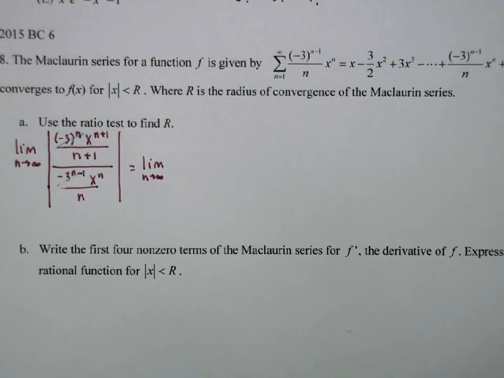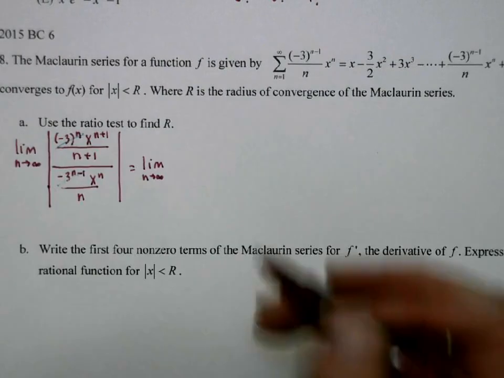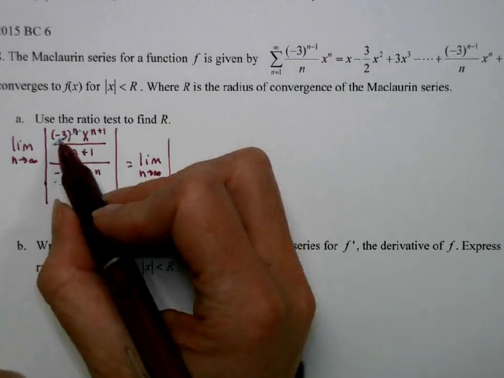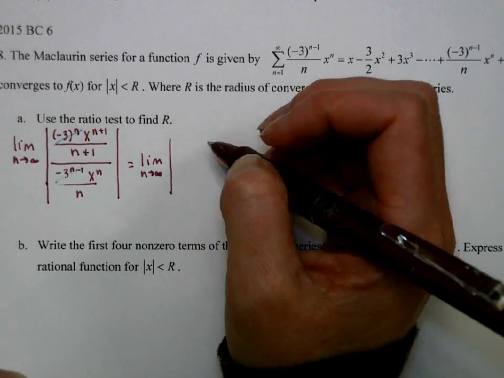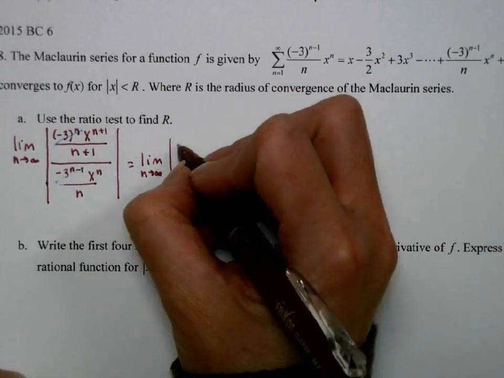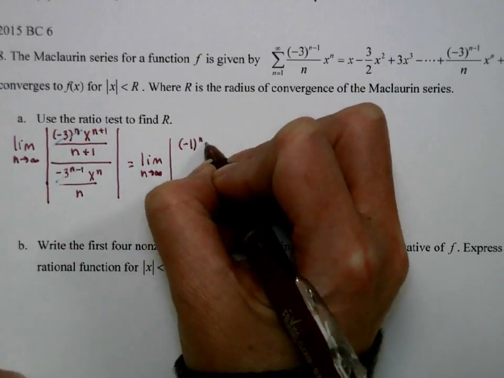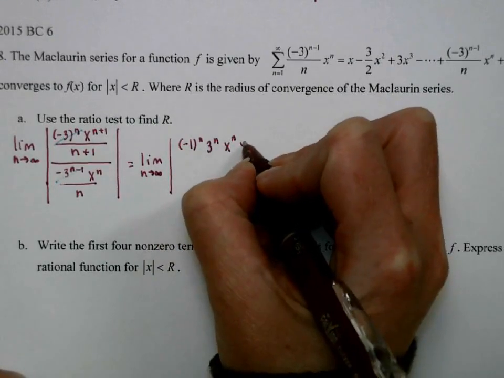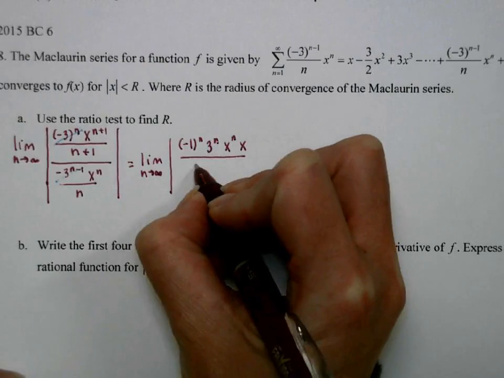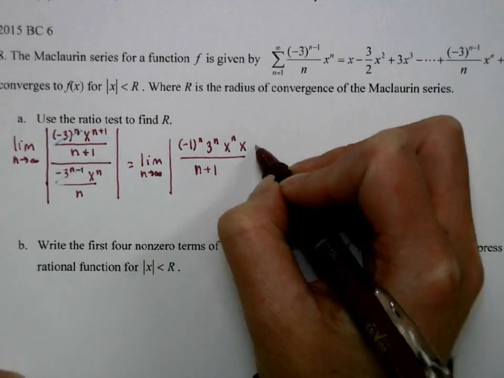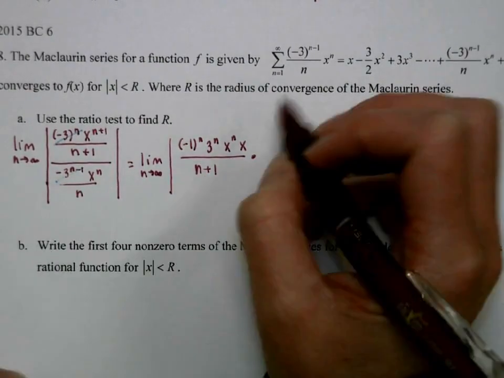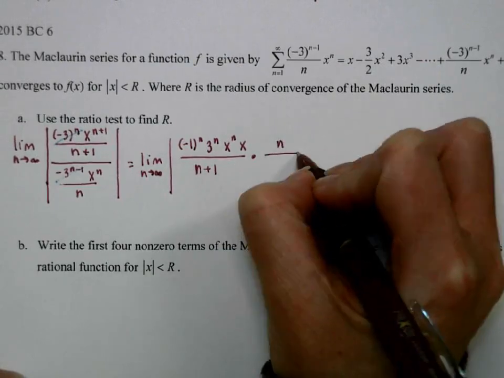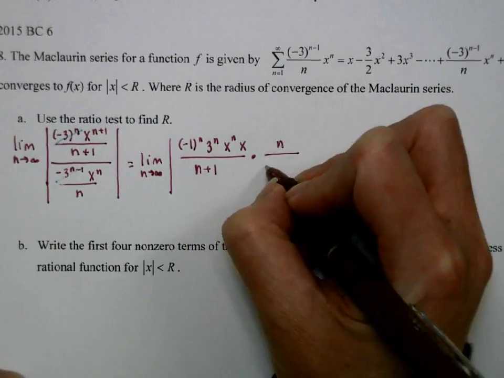So I'm going to break it down. I'm going to rewrite this negative 3 to the n as negative 1 to the n times 3 to the n, x to the n times x over n plus 1. Okay, and then we'll multiply by the reciprocal here. So I'm going to have n. I'm going to have negative 3 to the, so I'll break this down.